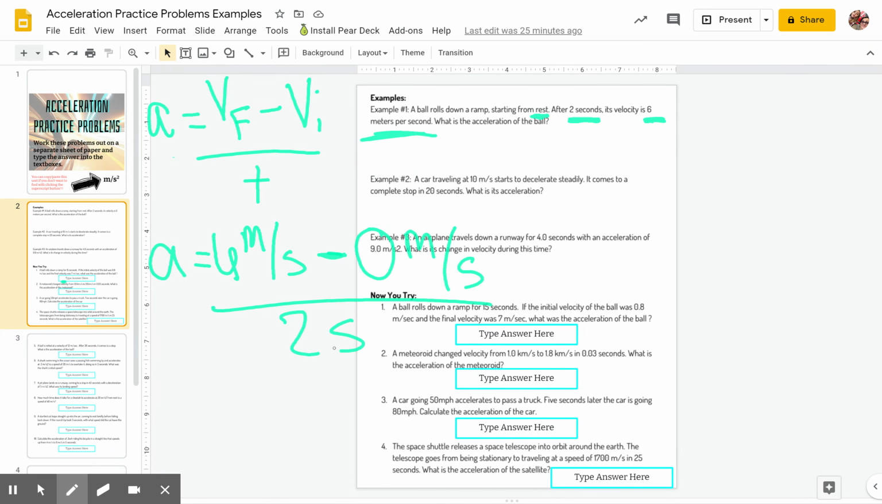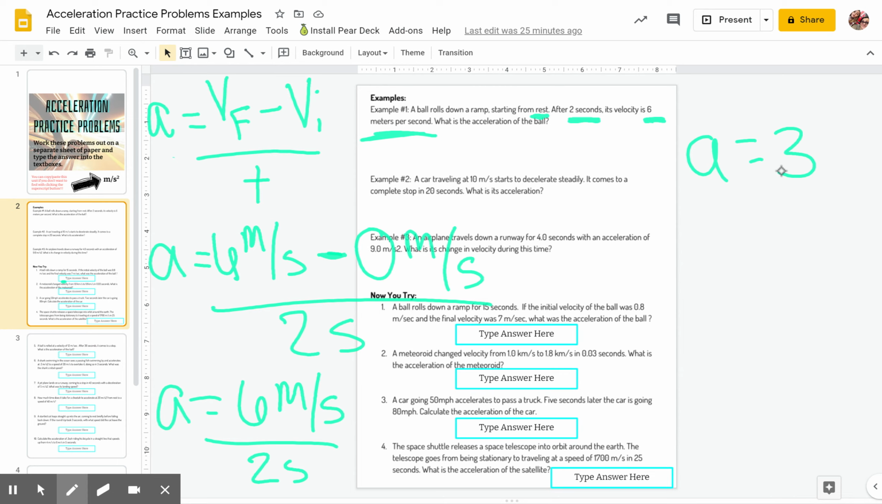Now all we have to do is order of operations to solve this problem. So I have A equals 6 minus 0 over 2. First thing I'm going to do is the subtraction. So A equals 6 minus 0 gives us 6 meters per second divided by 2 seconds. 6 divided by 2 equals 3. And our unit for acceleration is meters per second squared. So the correct answer here would be acceleration equals 3 meters per second squared.